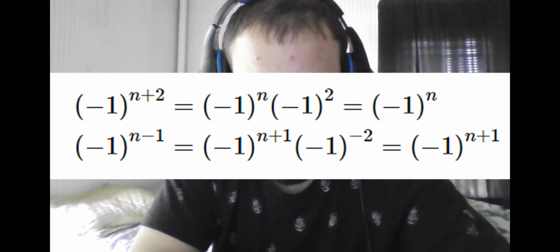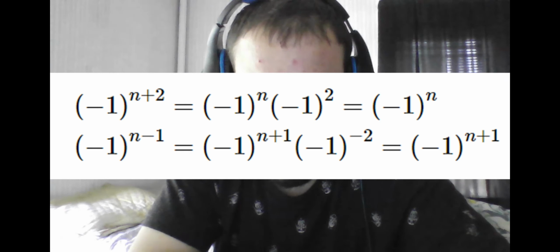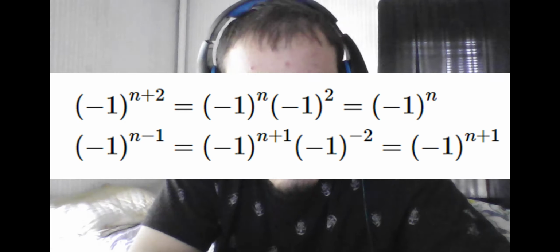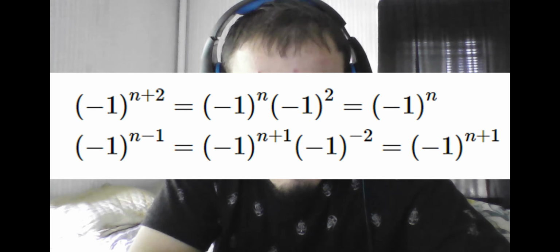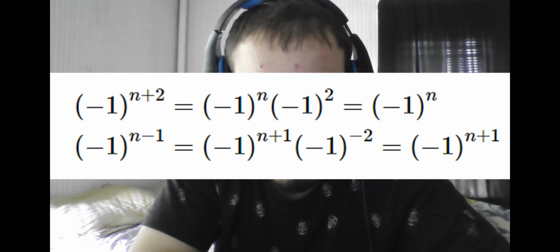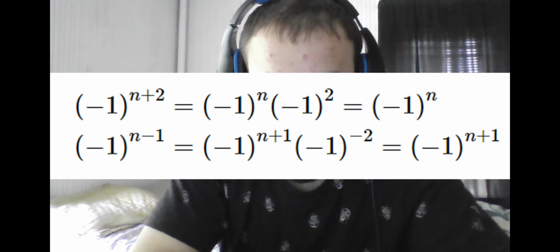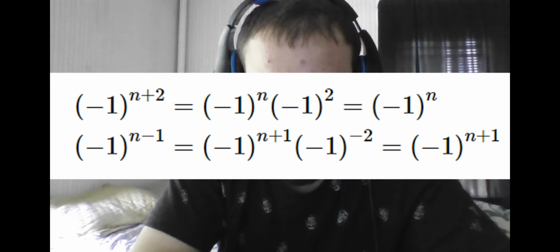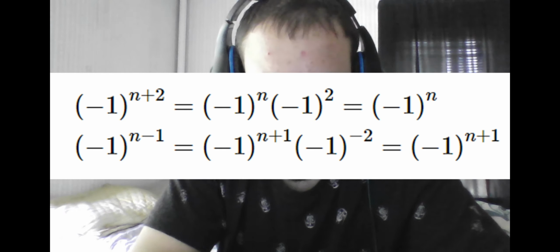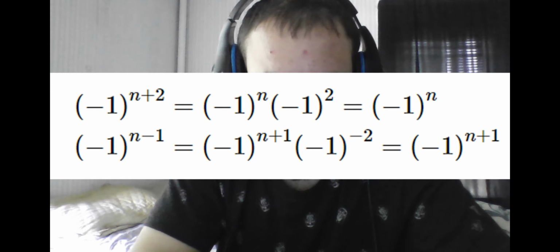By similar reasoning, if we have n minus 1 as the exponent, we write this as (-1)^(n+1) times (-1)^(-2), because something plus 1 minus 2 is something minus 1. In conclusion, we can see that (-1)^(n-1) equals (-1)^(n+1) upon simplification, which may not seem to make much sense at first, but if you remember how -1 works when you multiply it, it makes more sense.